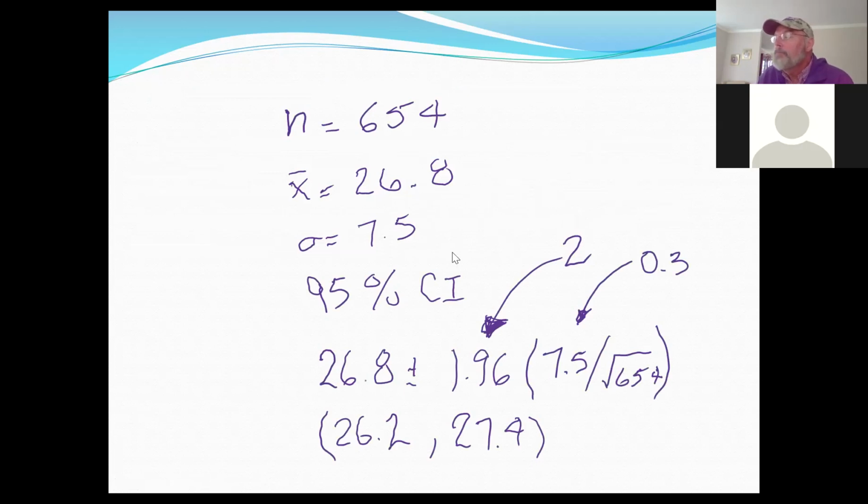So in the end, the z-score is 1.96. We're turning that into 2. This here is the standard error, and that is equal to 0.3. So 2 times 0.3 is 0.6. And that's how we get these numbers right here. Taking the estimate, 26.8 plus or minus, this would be minus, this would be plus, and that's how we build a confidence interval.